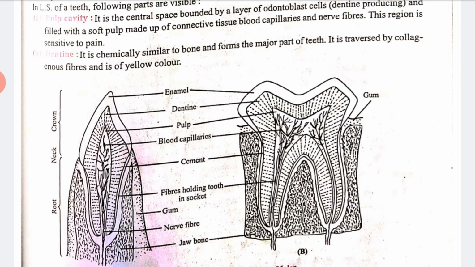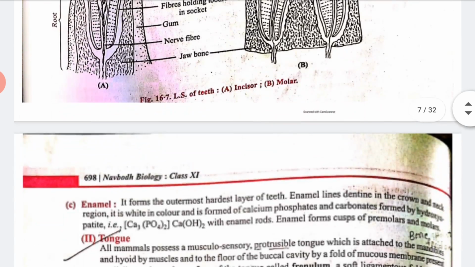Yes. Now enamel. Enamel is the outer layer. It is the outermost and the hardest layer of the teeth. Enamel lines the dentine in the crown and neck region. It is white in color and is made of calcium phosphate and carbonate, formed as hydroxyapatite, that is Ca3(PO4)2·Ca(OH)2, with enamel rods, and enamel forms cusps on the premolars and molars.